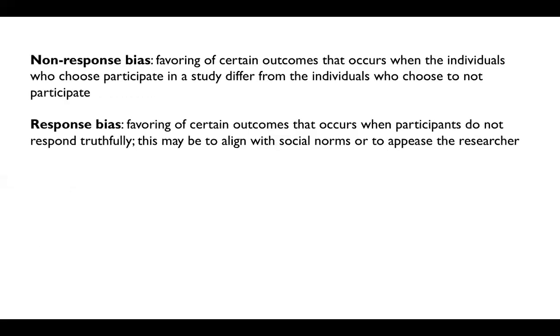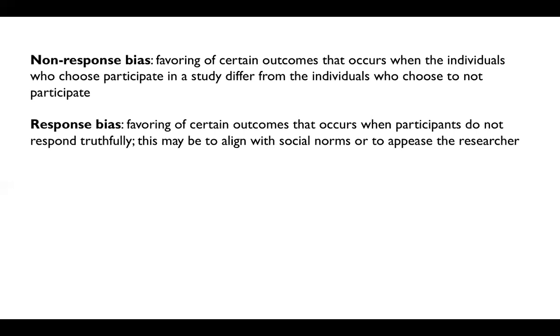So non-response and response bias are two ways to measure a certain type of bias. They seem very similar, but they actually are very different from one another. So I'll start with response bias because I think that's more clear. So response bias is when you favor certain outcomes that occurs when participants do not respond truthfully. So this response may be in order to align with social norms or to appease the researcher.